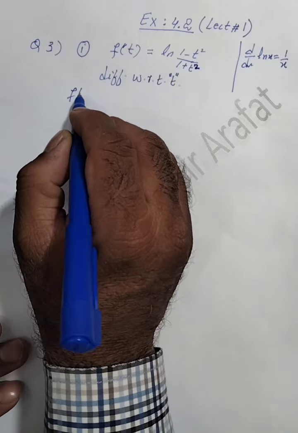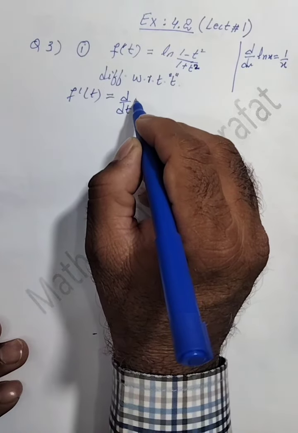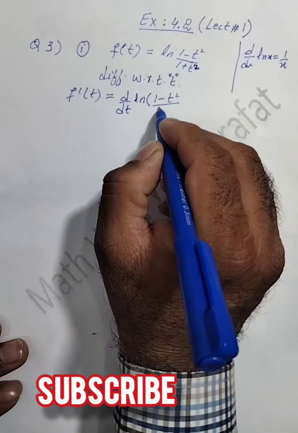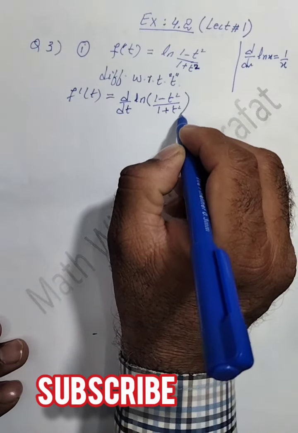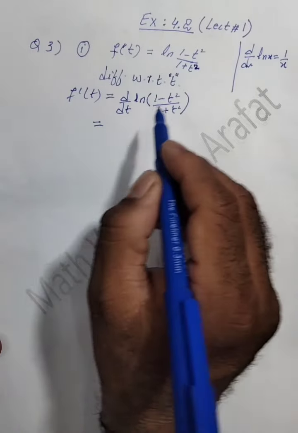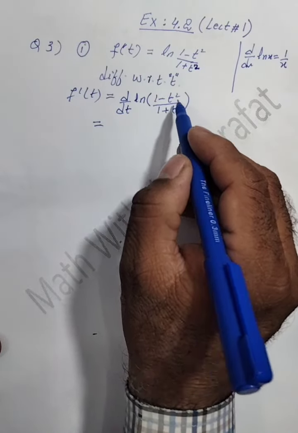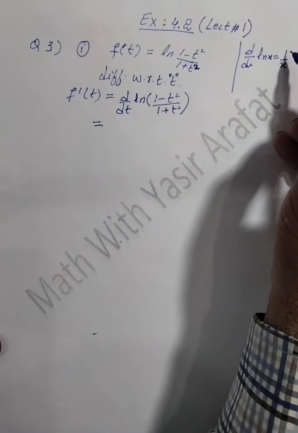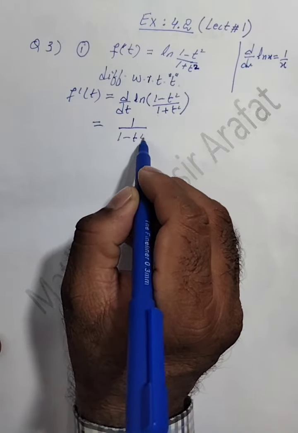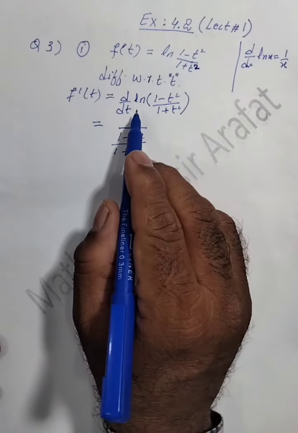So this is f prime t, and here we have to apply the formula d over dt of ln of (1 minus t square) over (1 plus t square). First we have to find the derivative of ln, and the derivative of ln is 1 over whatever they have given you with the ln. Here (1 minus t square) over (1 plus t square) is x, so it will be 1 over x. That means it is (1 plus t square) over (1 minus t square). This is the derivative of ln.